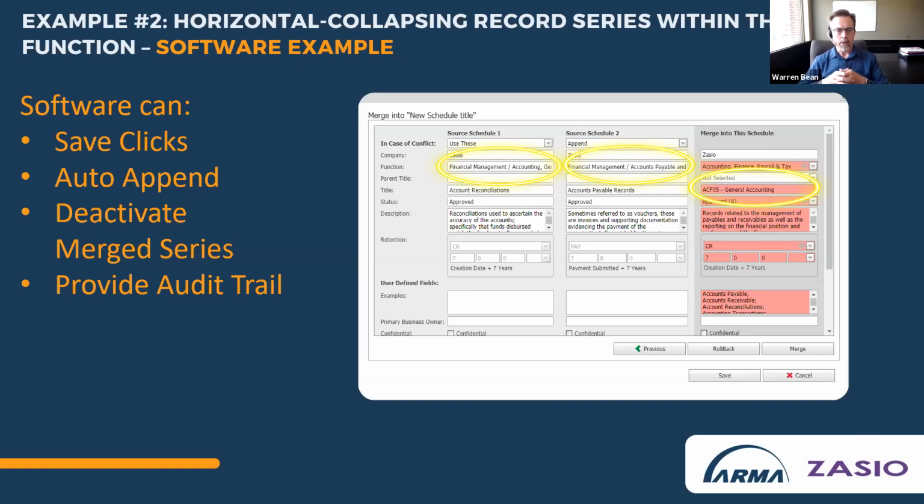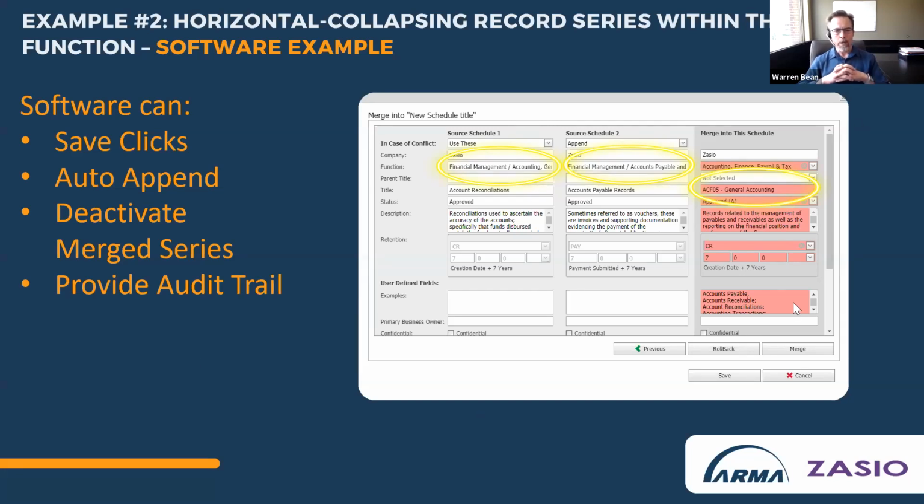And you can see that at the top of the columns there, we've got source schedule 1, and it asks, if there's a conflict with the things that we're merging, what do you want to do? So in one column, we've said use these as the primary. In another case, we say if there's a conflict, try to append the information. So if you have large descriptions or those examples fields, that saves you from having to retype or copy and paste. We just try to blend that together, and then you get the option to edit that data in that final column on the right where it says merge into that schedule.